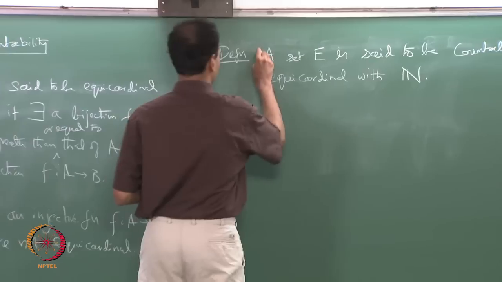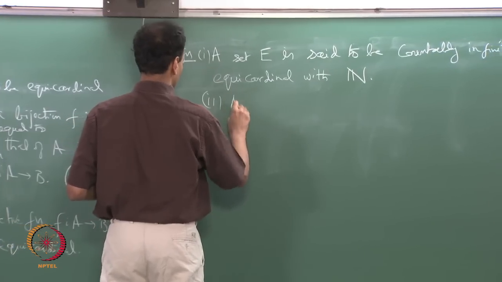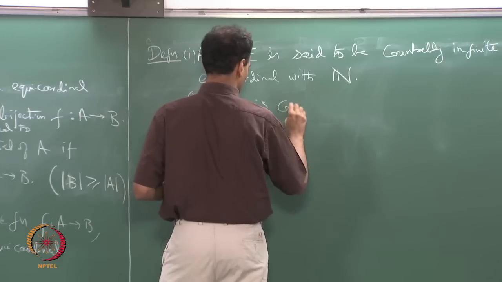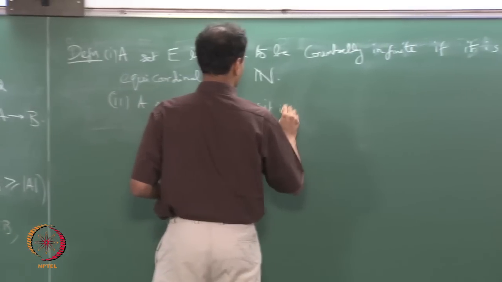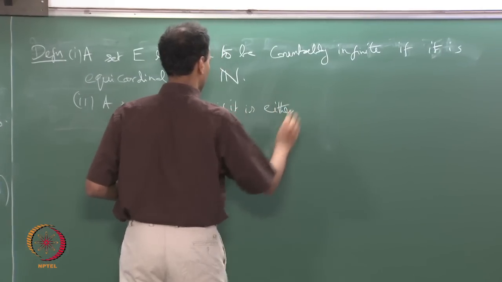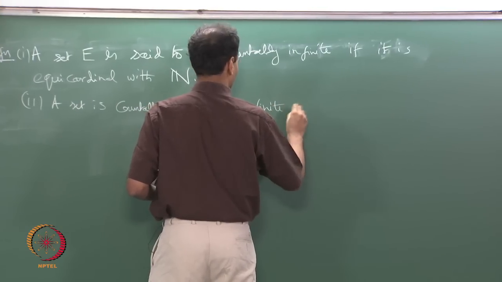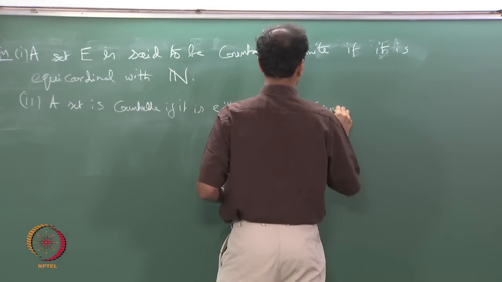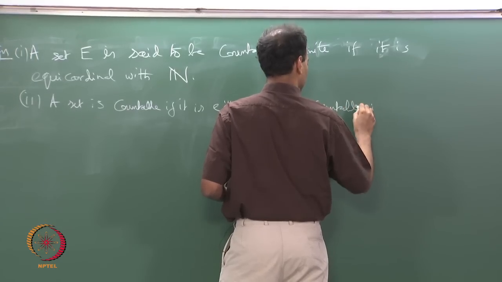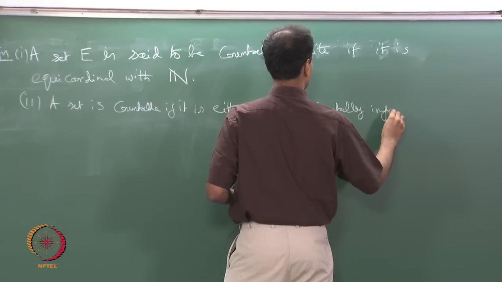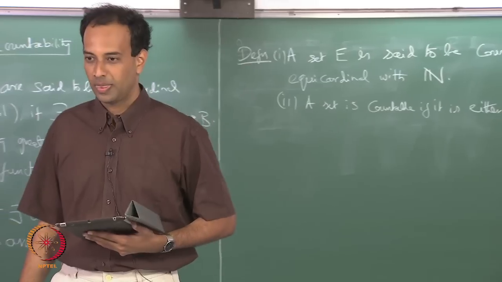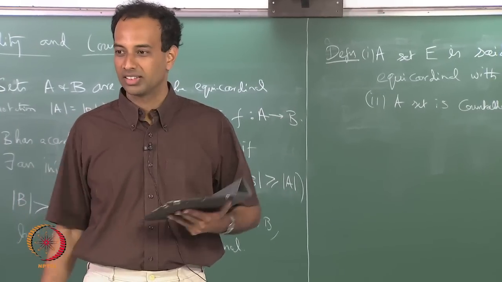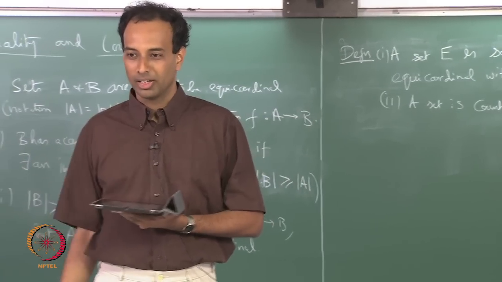And the related definition: a set is countable if it is either finite or countably infinite. Okay. So, if a set is either a finite set, we all understand finite sets, or a countably infinite set, we just speak of it as a countable set.